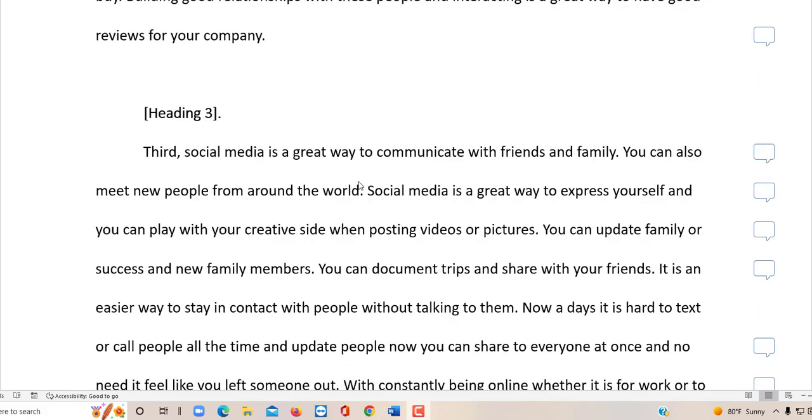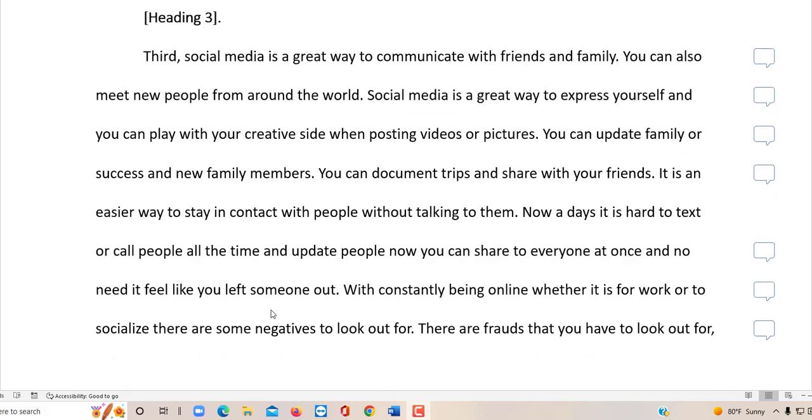Third, social media is a great way to communicate with friends and family. A person can meet new people from around the world. Social media is a great way for a person to play with their creative side when posting pictures. A person can update family on success to other family members. A person can document trips with their friends. It is easier to stay connected on social media.